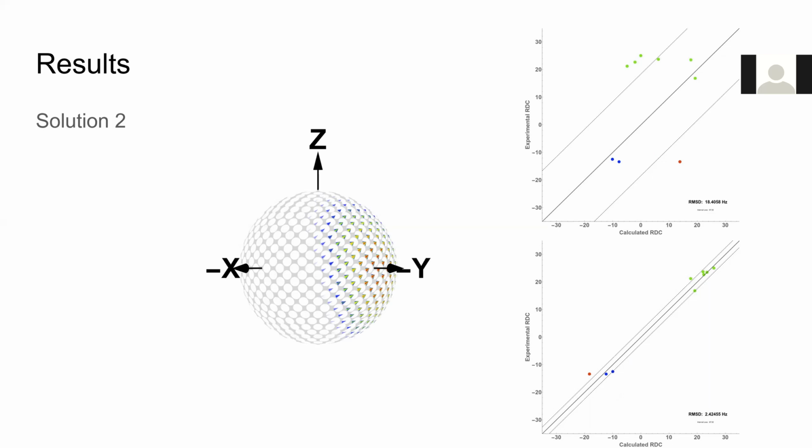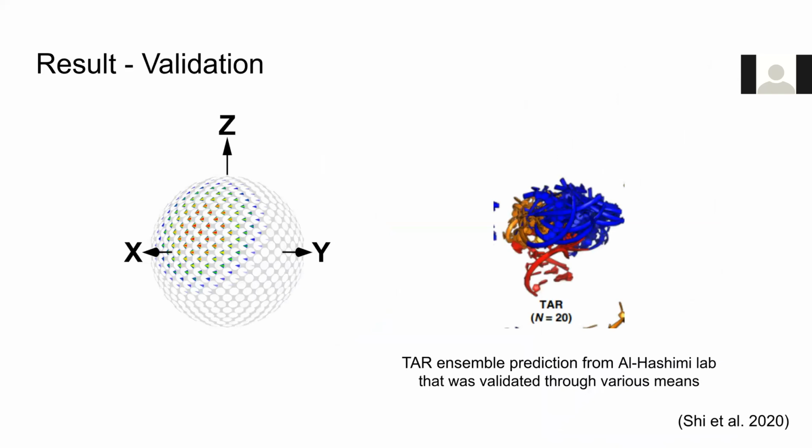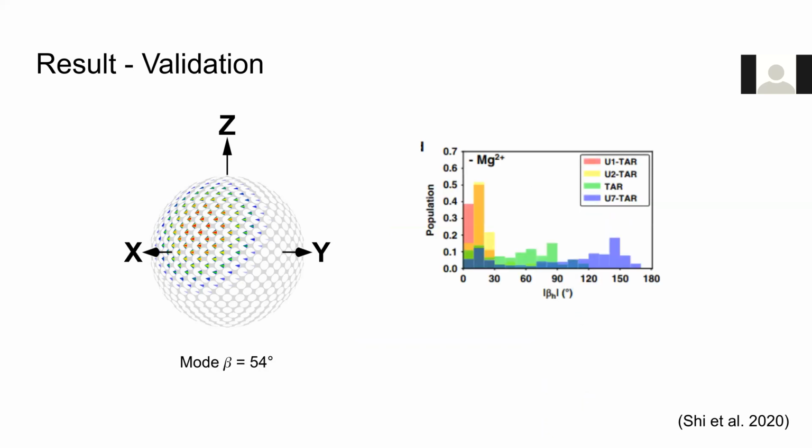We can also validate our results by comparing them with the published data. As we can see from Hashimi's lab, they have computed a discrete ensemble for this molecule that we are interested in, and the bound angle is about the same. We can do a more precise comparison by converting the most probable rotation matrix to Euler angles. The mode of this orientation has a beta value of 54 degrees. If we look at the published data from the Hashimi lab, and we are interested in the green data, or TAR data, we can see it's about correct, because the median is about 54, as you can see on this graph.